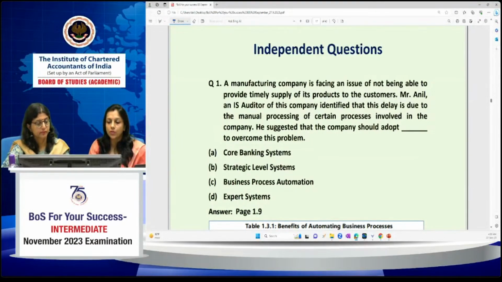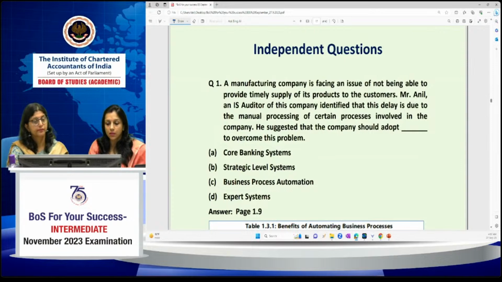Mr. Anil, who is the IS auditor of the company, identified that this delay is due to the manual processing of certain processes involved in the company. He suggested that the company should adopt dash to overcome this problem. So now you have to fill in this dash. The options that you have are core banking system, strategic level, business process, and expert system.